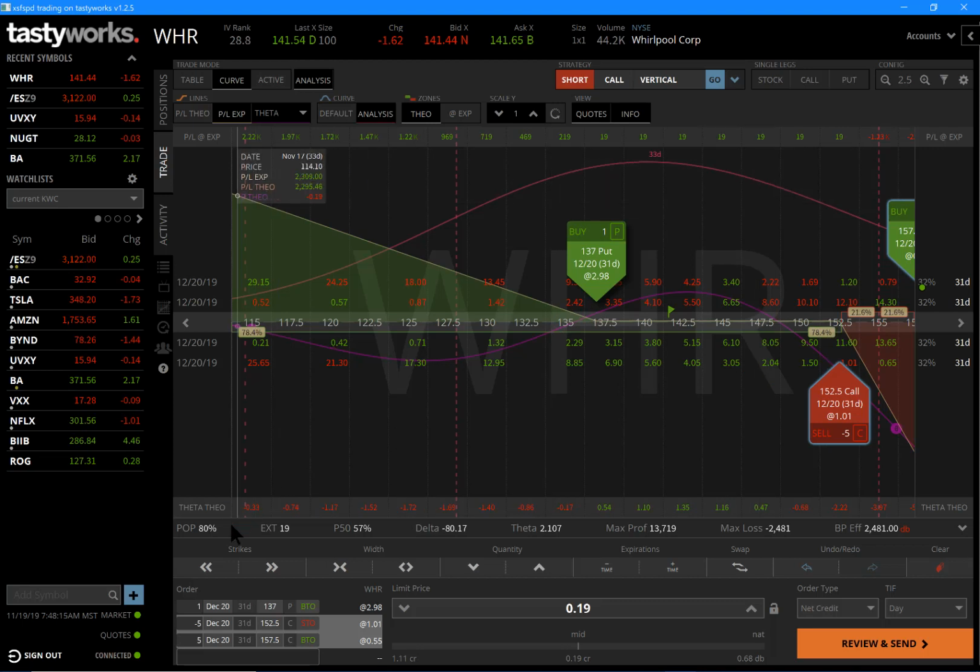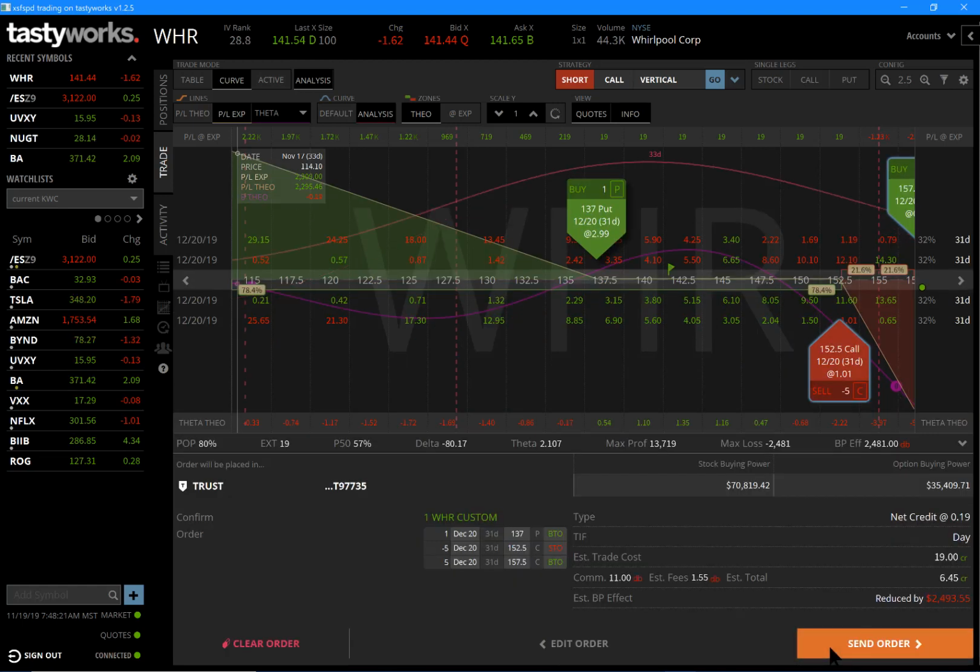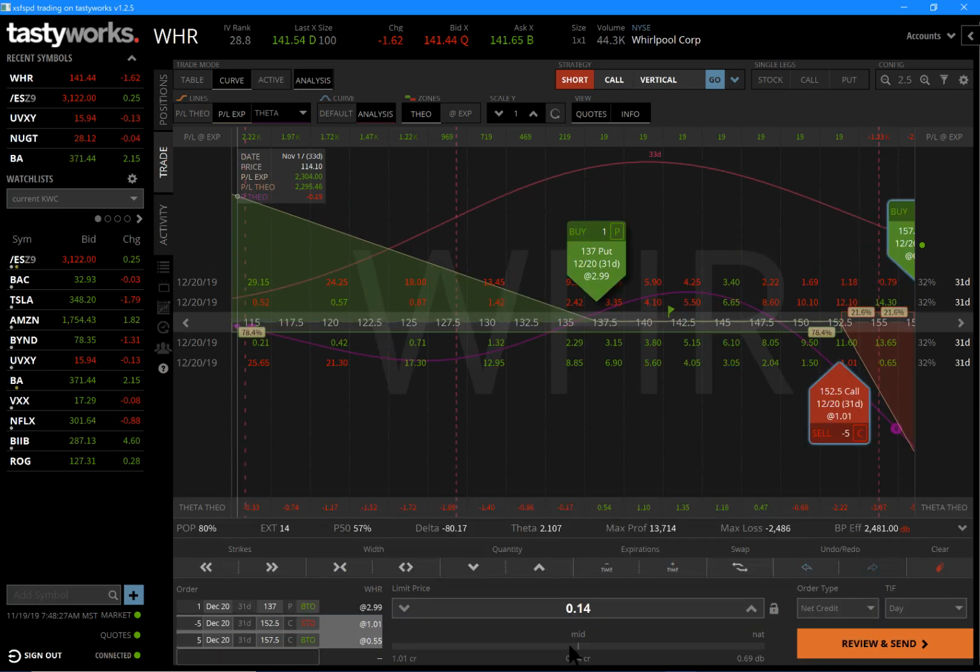So it's a much higher probability trade, bringing in some income now on the trade. If we looked at that trade, it would bring in just a little bit of income, still not enough really to justify doing the trade.